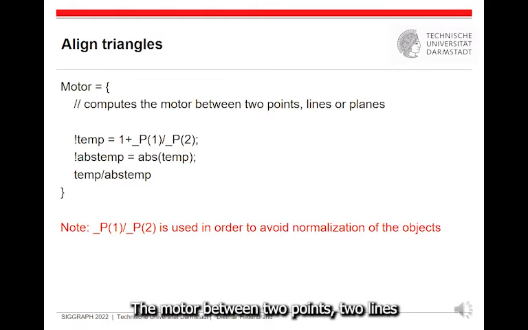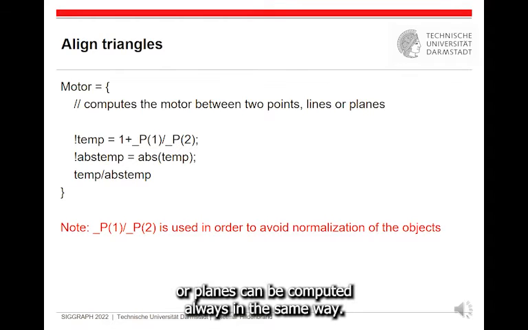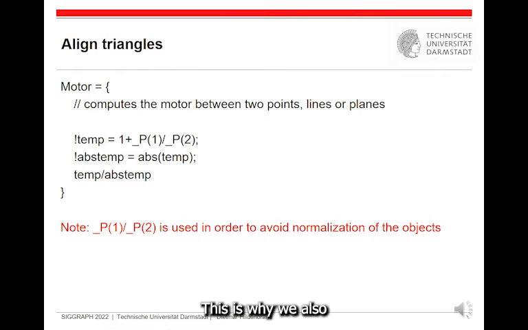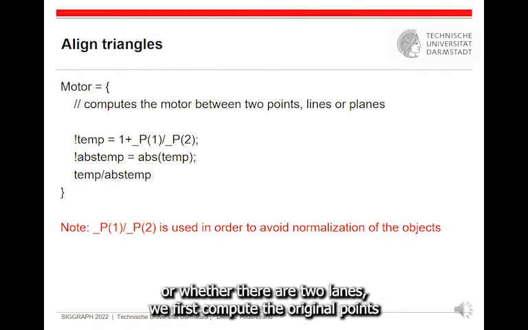The motor between 2 points, 2 lines, or planes can always be computed in the same way. This is why we also define a macro called motor computing this motion. We compute this motion based on the division of the two objects, since we can avoid the normalization of the objects in this way. Then we have to normalize the resulting expression 1 plus P1 divided by P2. And this is always the result for the motion, whether it is 2 points, 2 lines, or 2 planes.